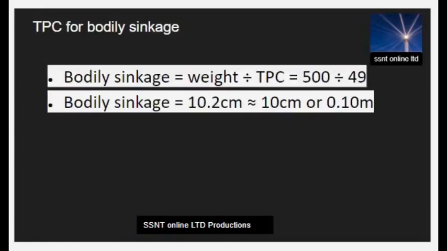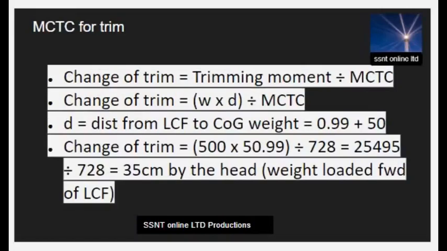The bodily sinkage is the added weight divided by the TPC at the draft. In this case, the 500 tons is divided by 49 tons TPC. The bodily sinkage, or change in draft, is 0.1 meters. Up to now, we've treated the weight as being on the center line and above the ship's longitudinal center of flotation. We've used TPC to find the change in draft.